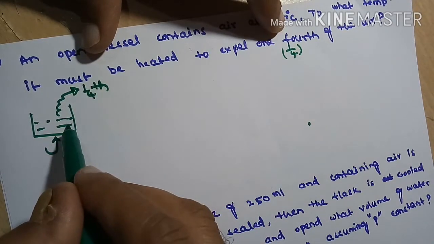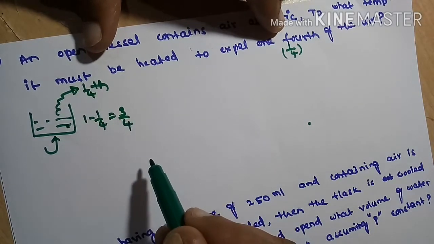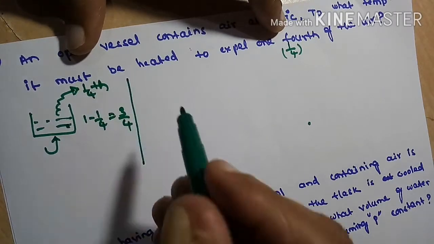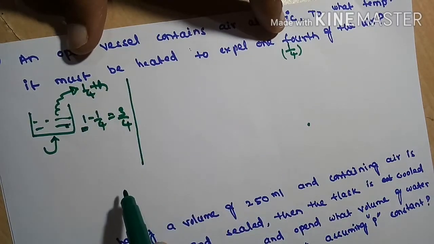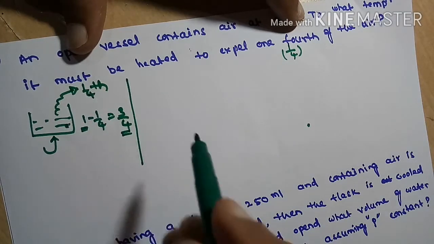How much gas is present here? 1 minus 1/4 is equal to what? 3/4 of the gas is present here. So now let me take the initial number of moles as 1. So 1/4 moles are expelled. That's why 3/4 remained.